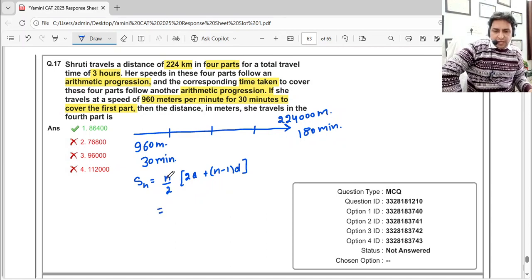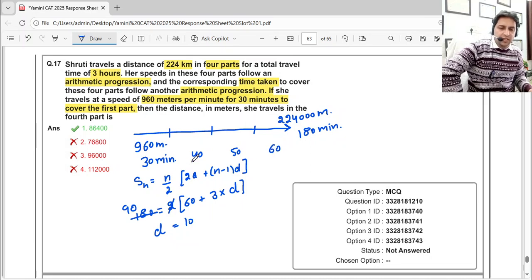So n by 2, n is 4 parts, so 4 by 2 is 2, twice of A, that is 2 into 30, 60, plus n minus 1, 3 into D. The total time we have is 180, so 3D is equal to 30 and D is equal to 10. That means this is 30 minutes, this is 40 minutes, this is 50 minutes, and this is 60 minutes. The first thing is clear: the time is an arithmetic progression. Now they said the speeds are also in arithmetic progression.